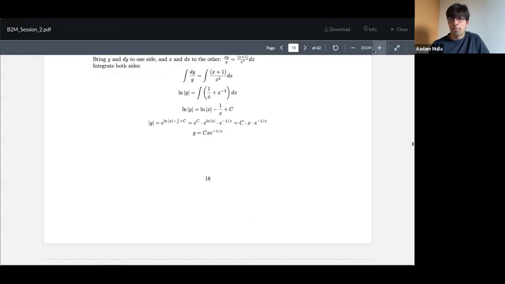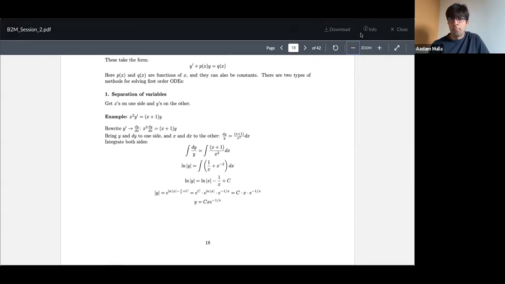All you do is, okay, x squared y prime equals x plus 1 times y. Bring the y's and the dy's to the other side. So first you write y prime as dy dx. And so you get x squared dy dx equals x plus 1 times y. Then we bring the y's to one side and the x's to the other side. So y comes over here and we get dy over y, as in 1 over y dy equals x plus 1 over x squared dx.